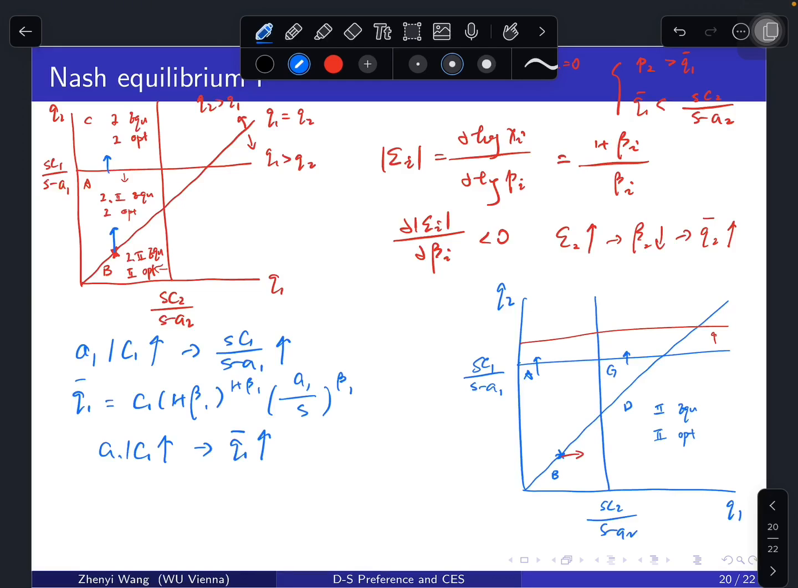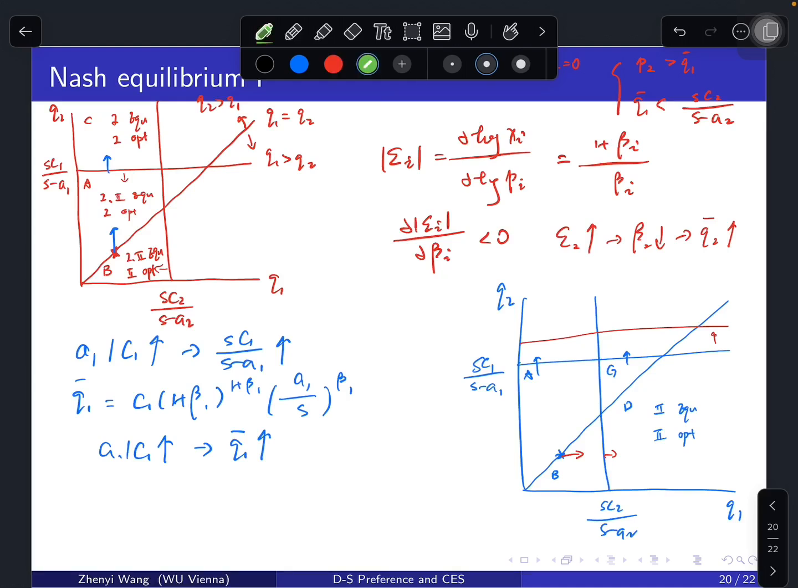So if A1 and C1 increased, then the equilibrium point will move to the right side, to the region D. So we could say that in the region B, both X1 and X2 satisfy the Nash equilibrium condition. However, only producing X2 is the optimal choice for the society. However, when we move to the region D, only X2 satisfies the Nash equilibrium condition.